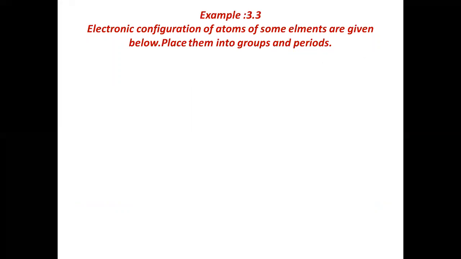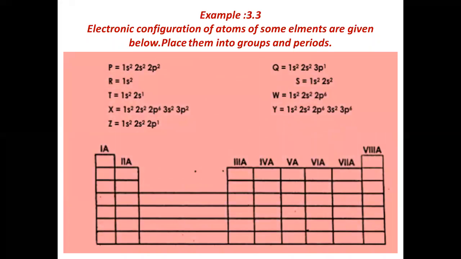Example 3.3: electronic configuration of atoms of some elements are given below. Place them into groups and periods, although we have done some of the examples in our previous lecture. So P: 1s2, 2s2, 2p2. 2 is the outermost shell, and n equal to 2 means that it is present in period number 2, and 2 plus 2, 4 electrons are there. So 4 electrons means that this P must be in period number 2 and group number 4.